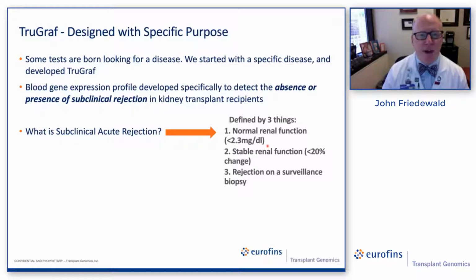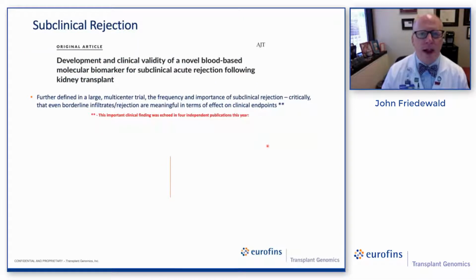Number two, stable renal function, defined by a change less than 20% from prior values. And number three, rejection on a surveillance biopsy done just to check the kidney for subclinical rejection. So those things define subclinical acute rejection. And we did a study to determine this. It was the CTOT-8 clinical trial.